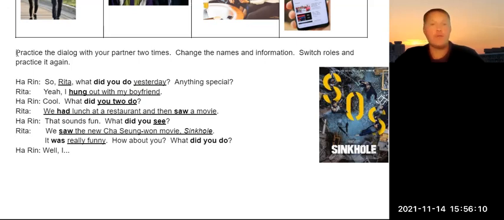Yeah, I had dinner with my girlfriend. We went to an Italian restaurant, and then afterwards we went to Baskin-Robbins for dessert. I got chocolate chip ice cream and she got strawberry ice cream. How about you? What'd you do?